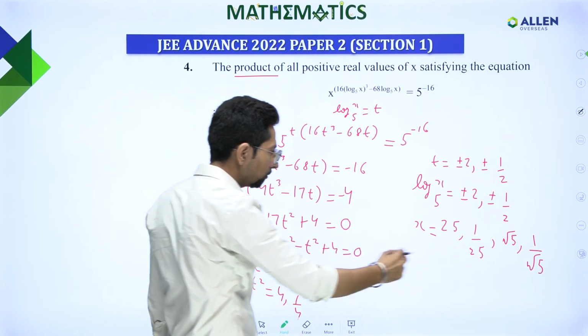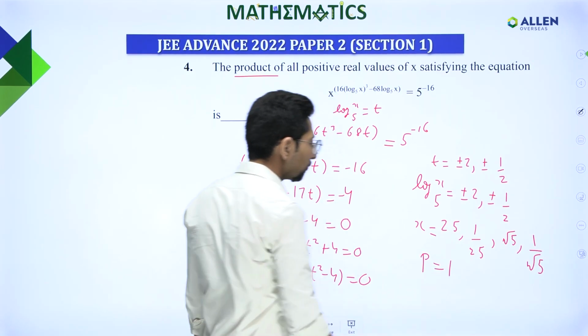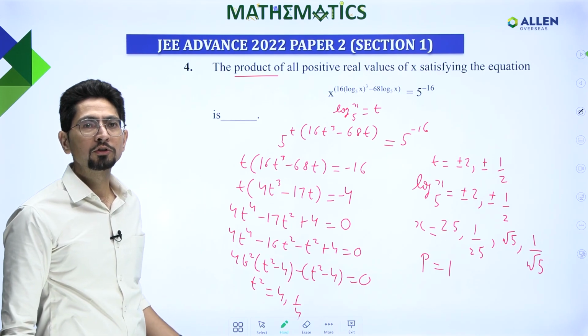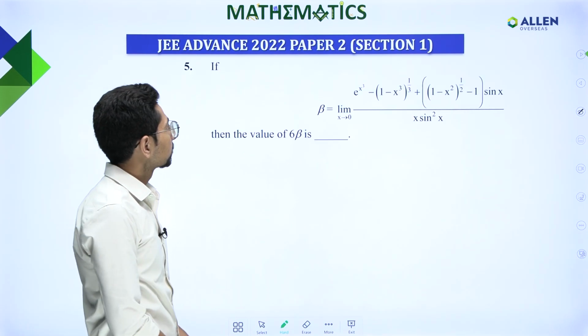So the product of all these will be 1 only. Product of all the values will be 1. Easy question. Proceeding with the next question.